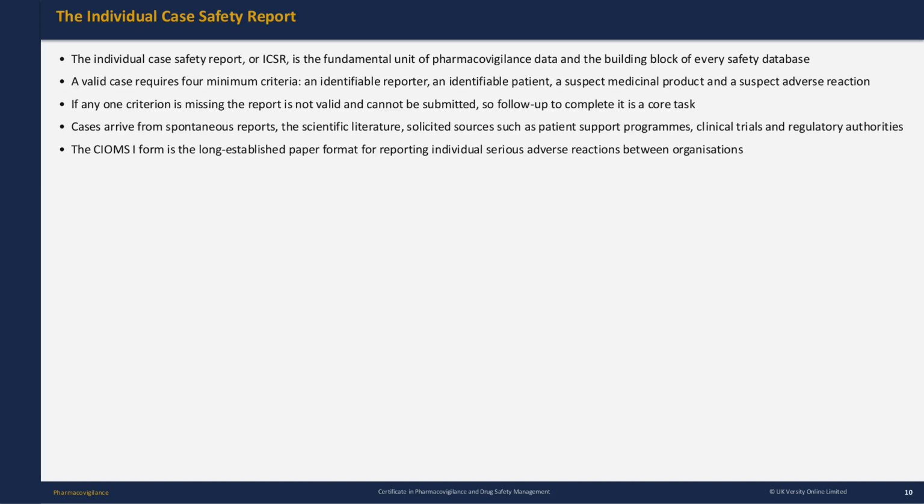The Individual Case Safety Report, or ICSR, is the fundamental unit of pharmacovigilance data and the building block of every safety database. A valid case requires 4 minimum criteria: an identifiable reporter, an identifiable patient, a suspect medicinal product, and a suspect adverse reaction. If any one criterion is missing, the report is not valid and cannot be submitted. So follow-up to complete it is a core task.